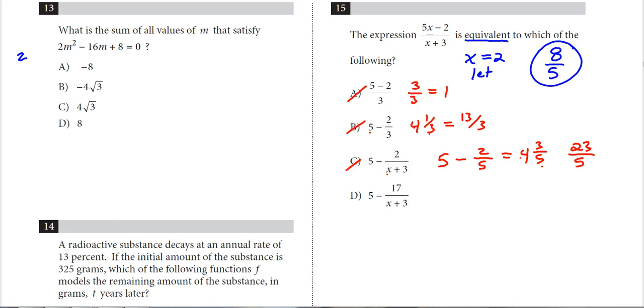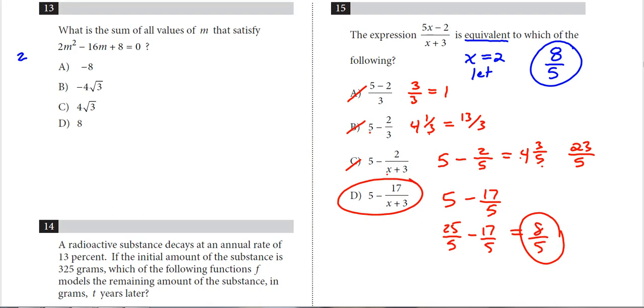Hopefully this last one here works. I have 5 take away 17 over 2 plus 3, or 5 minus 17/5. I could do it a couple ways, but I'm going to call 5 25/5 minus 17/5. And hey, what do you know? We get our answer of 8/5. So the correct answer for that one is D. I did not go through a lot of nasty algebra to get that. I simply picked the number, plugged it in, put it in the answers, made it match mine, and we'll call it a day.